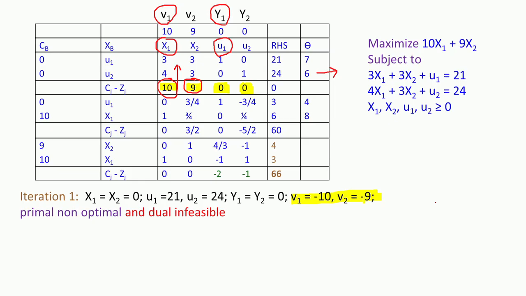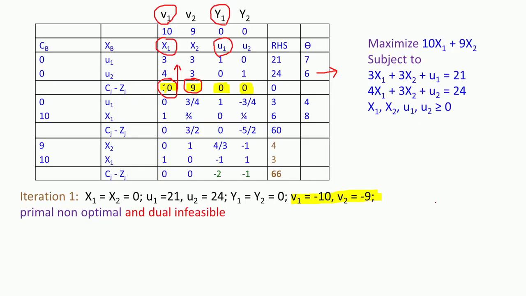So right here in the very first iteration, we are actually solving a feasible solution to the primal with u1 equal to 21, u2 equal to 24. This is not only feasible, but it is basic feasible. And through the Cj minus Zj values, we are actually evaluating the dual solution. Now the dual solution is y1 equal to 0, y2 equal to 0, v1 is equal to minus 10, v2 is equal to minus 9. Now v1, v2 are infeasible. So we look at the Cj minus Zj and enter that variable with a positive Cj minus Zj.